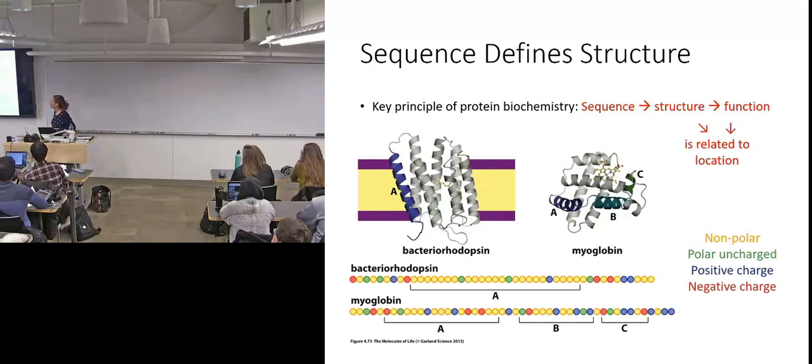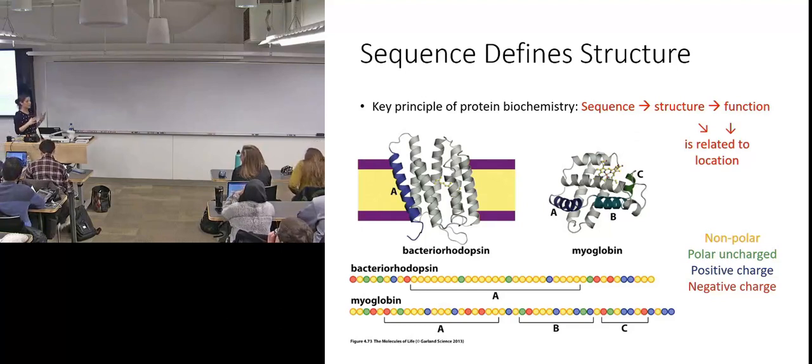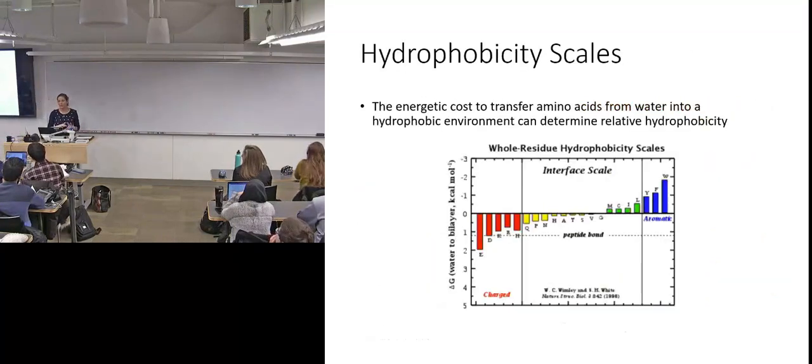But we talked a little bit about how to predict, I guess, location of helices within a globular protein that's in a water-soluble environment. So if you want to talk about how to predict alpha helices in a hydrophobic or transmembrane region, we could look at a hydrophobicity scale.